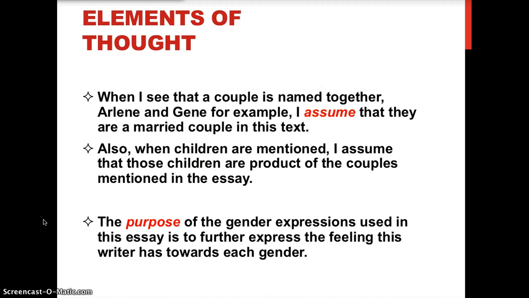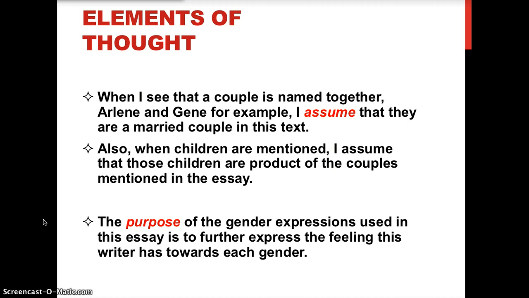When I see that a couple is named together, like Arlene and Jean, I assume that they are a married couple in this text. Also, when children are mentioned, I assume that the children are a product of these couples mentioned in the essay. The purpose of the gender expressions used in this essay, they're to further express the feeling that the writer has towards each gender, really.